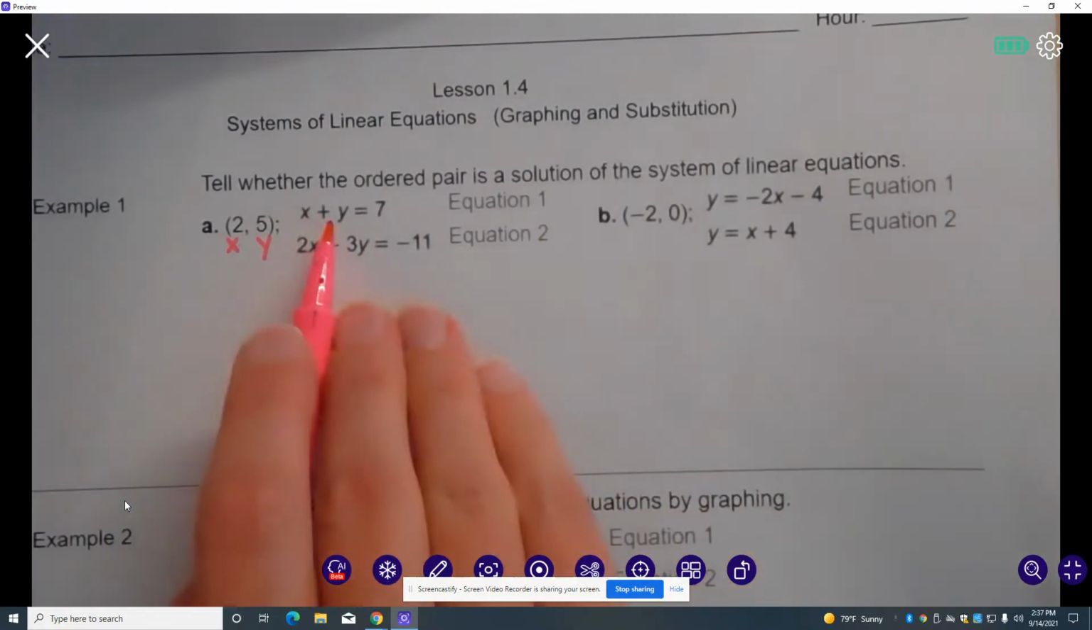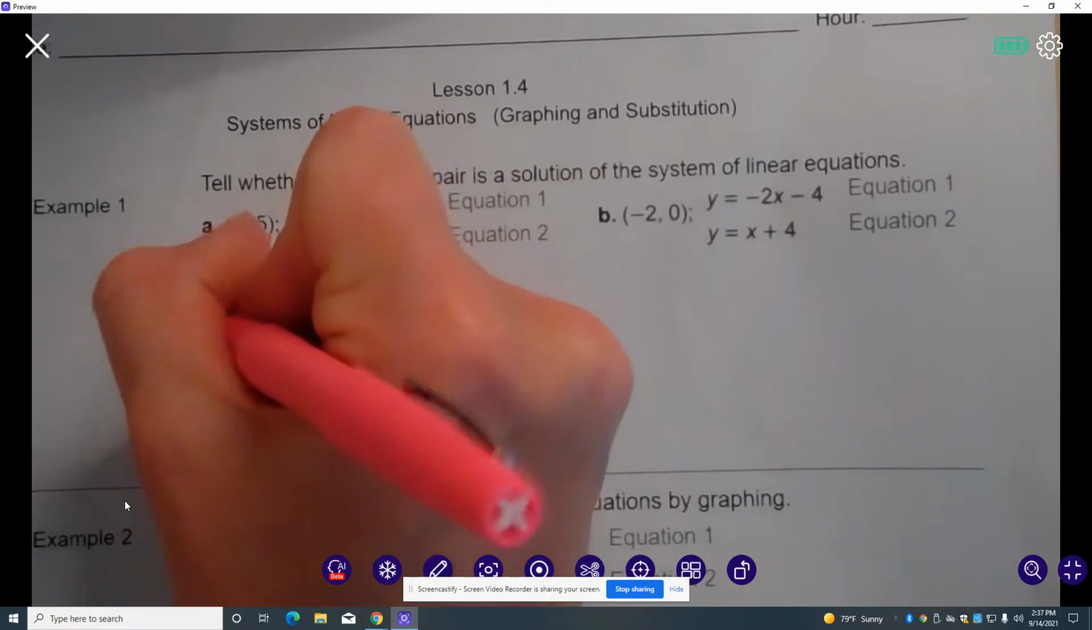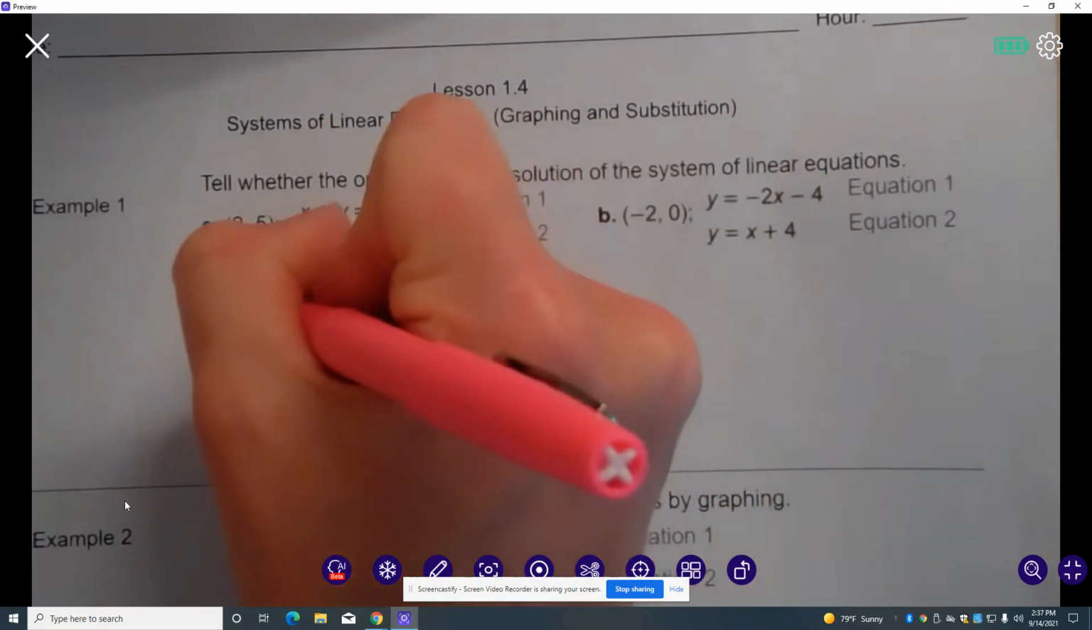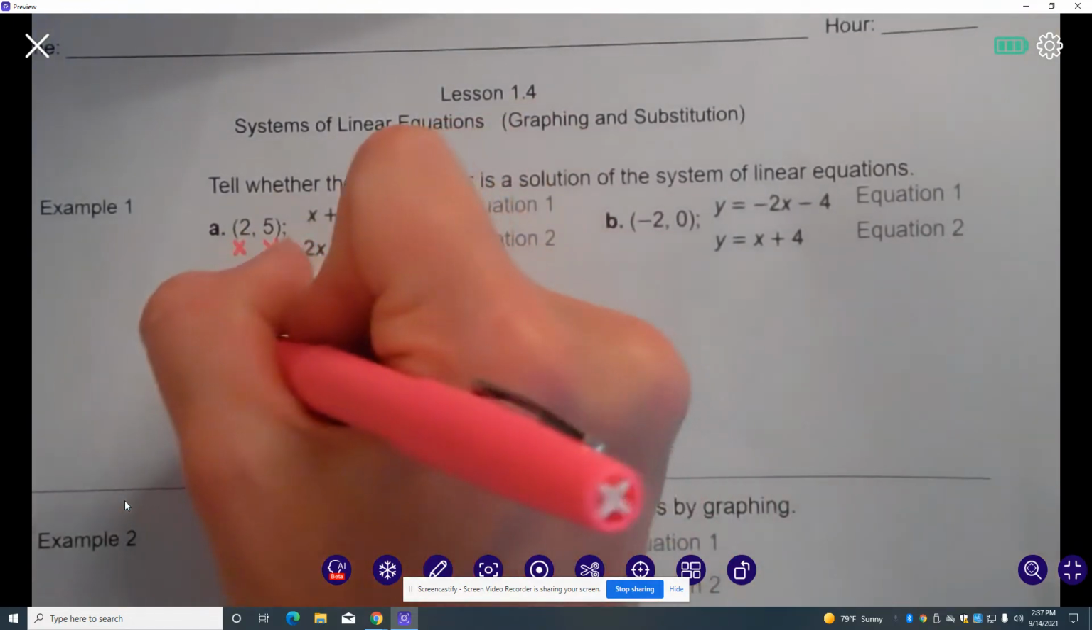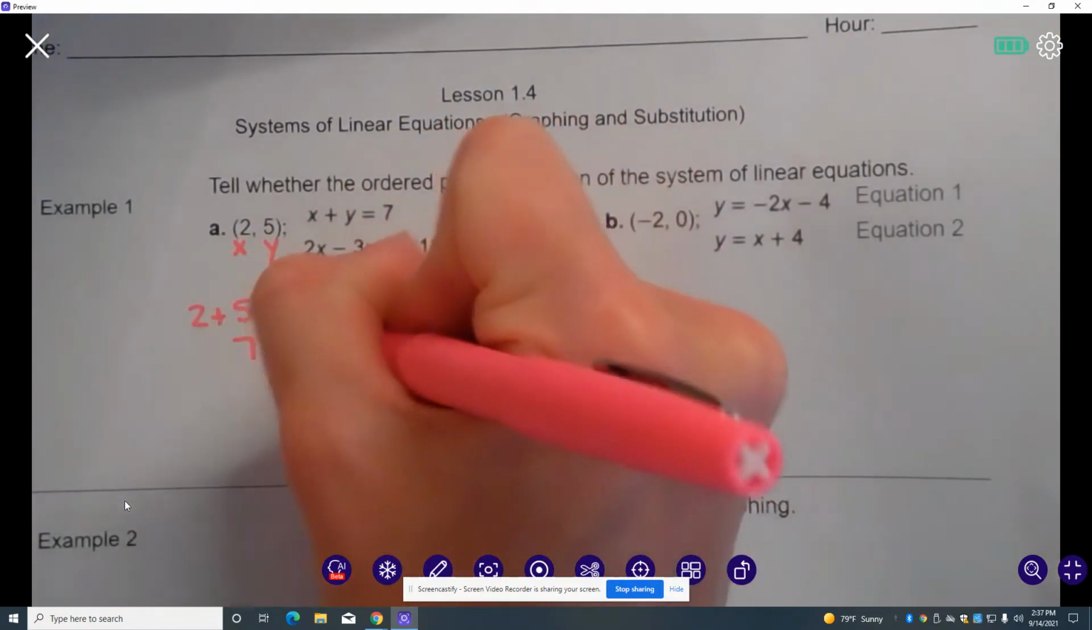So for the first equation, I'll plug 2 in for x and 5 in for y. And I want to know, is this true? Well, 2 plus 5 is 7, and 7 equals 7. That's true.